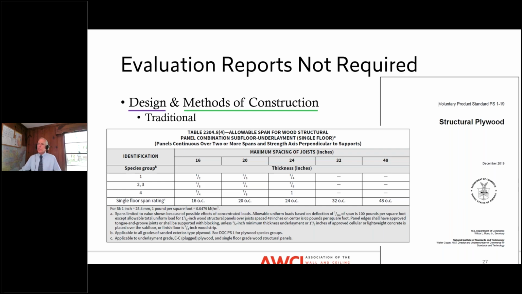For example, you look in the wood chapter, you'll find a table like this one on allowable spans for plywood and OSB, and you can see that this is based on, if you look at footnote B, see DOC PS1 for plywood species groups. I've got the cover of DOC for Department of Commerce, PS1, which is Voluntary Product Standard number 1. And again, this is a standard, not required, but if it meets the standardization that is in this PS1, then it's acceptable as part of the building code. It's considered a traditional building material.